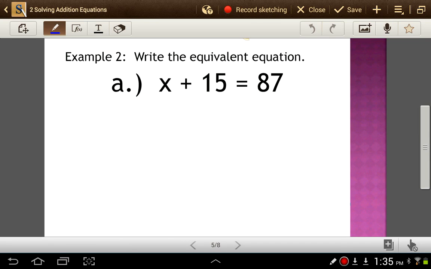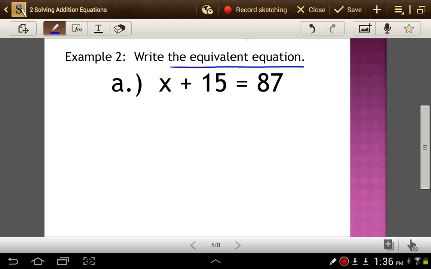In example 2, it says write the equivalent equation. When it says write the equivalent equation, what I want you to do is solve for it. What does x represent in this problem? It says x plus 15 equals 87. Here's how you have to show your work in class in order to get full credit. So when I say show your work, this is what I'm referring to.